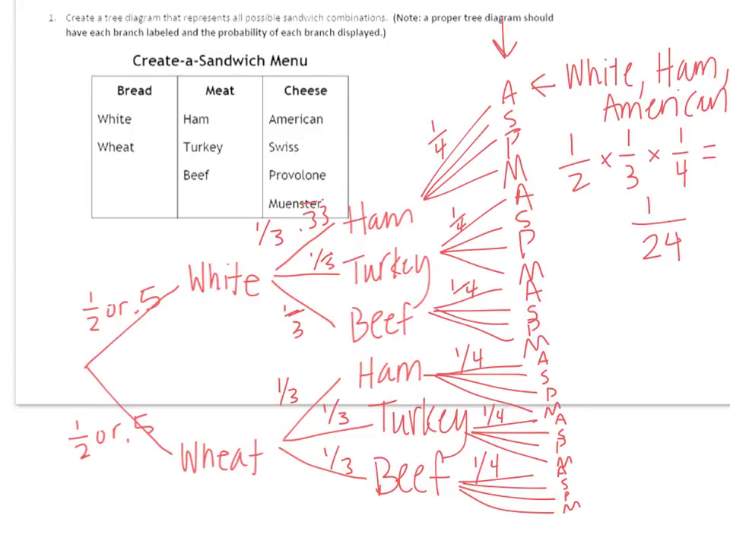Now, that's if you're randomly selecting it. If you're actually walking into the store and buying it yourself, obviously you're going to select whatever you want, but this is based on probability.